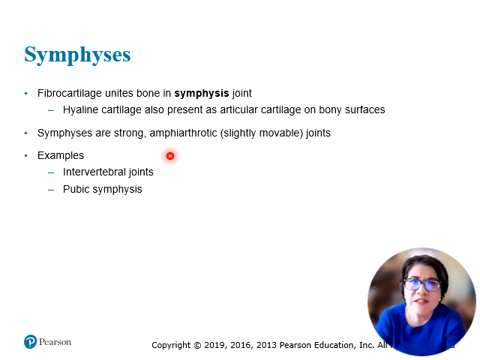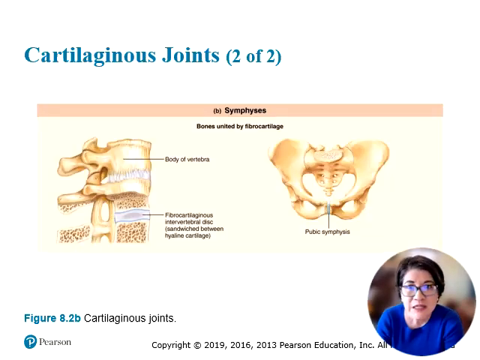And then symphyses, we also saw in the last chapter. The pubic symphysis is the one that I pointed out, and this unites your bones there in your pelvis and also your intervertebral joints. So here is the pubic symphysis right there, and that's a joint, and then also these discs in between your vertebrae. So we've seen both of those already.